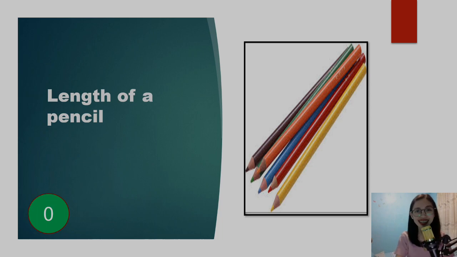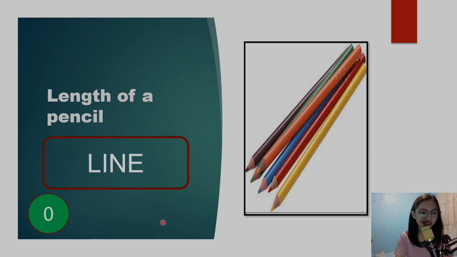And your answer is? Yes, it is a line. If you imagine, we have here an imaginary line. The length of the pencil represents a line. There you go, okay? So, next one is grains of salt.